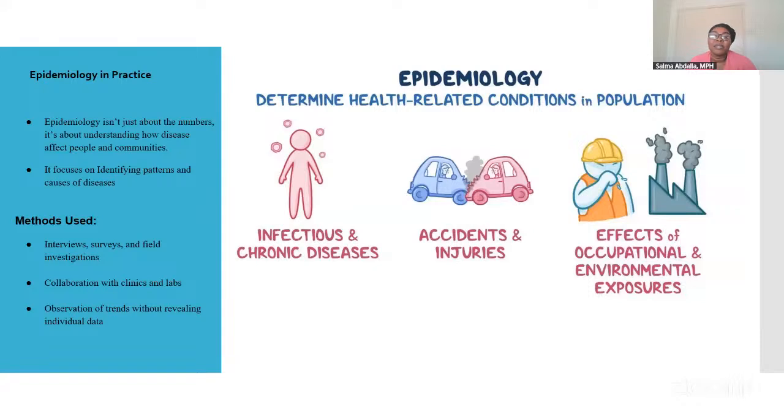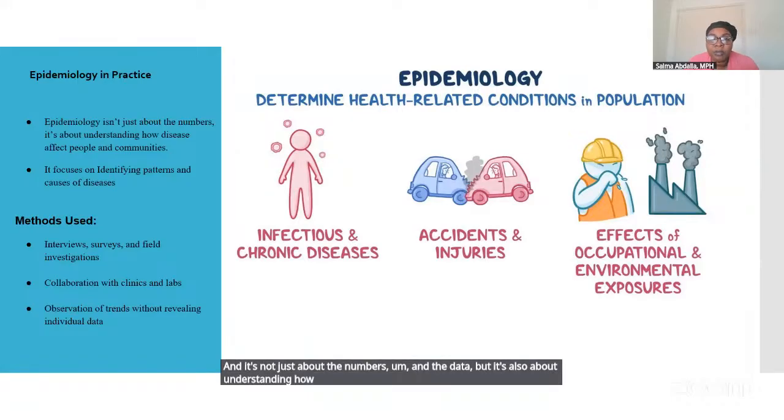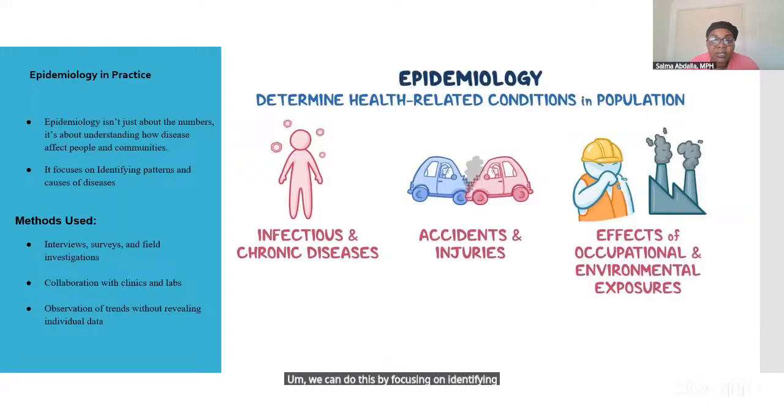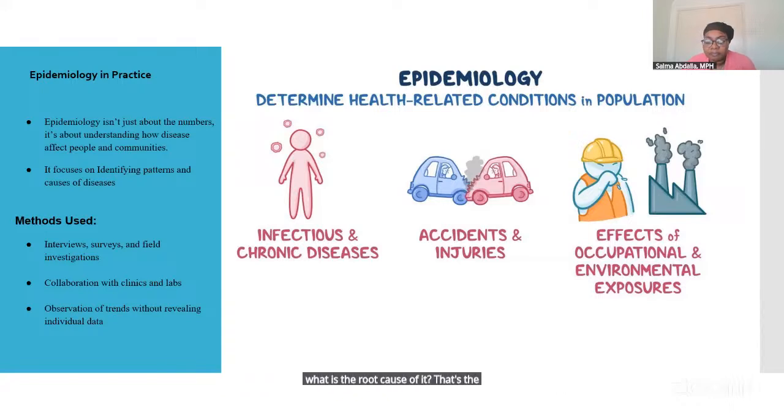Here we discuss epidemiology in practice. It's really important to understand epidemiology. It's not just about the numbers and the data, but also about understanding how diseases actually affect people in communities. We can do this by focusing on identifying patterns and causes of diseases. So it's important to know why this disease is happening, what causes this disease, why we are having many people testing positive, what the root cause of it is. That's the most important thing when it comes to epidemiology.